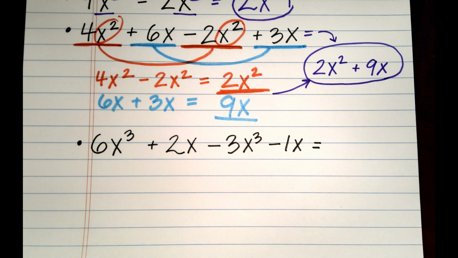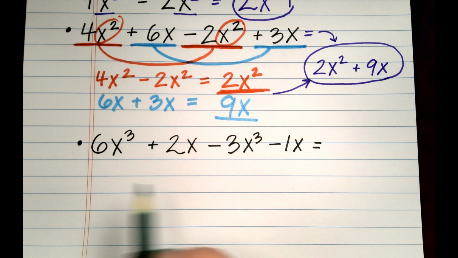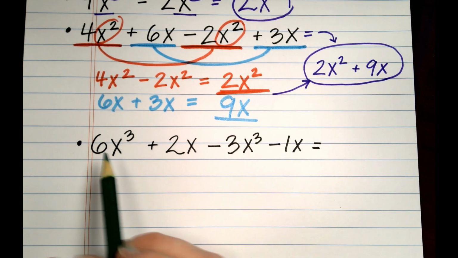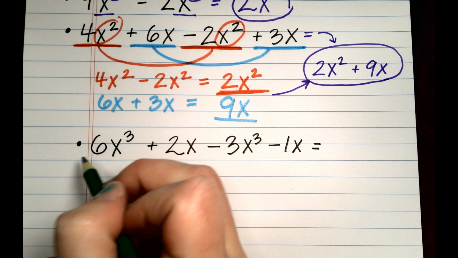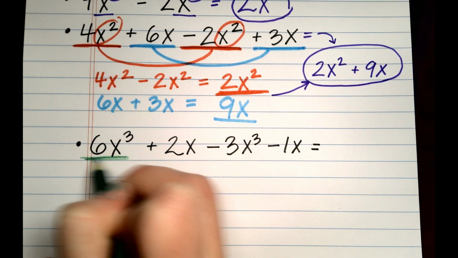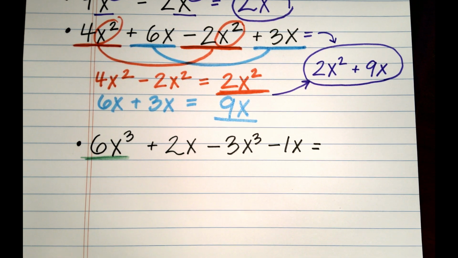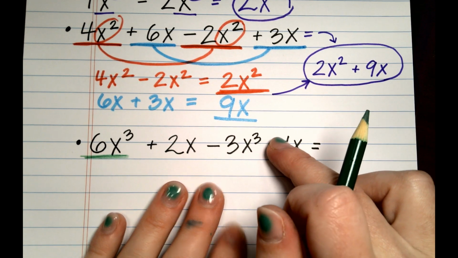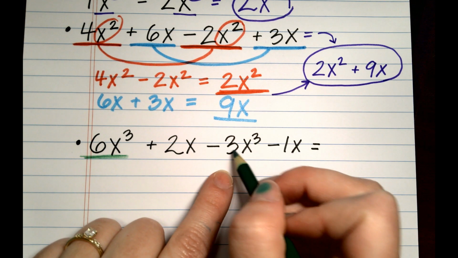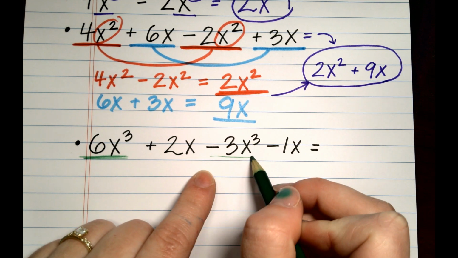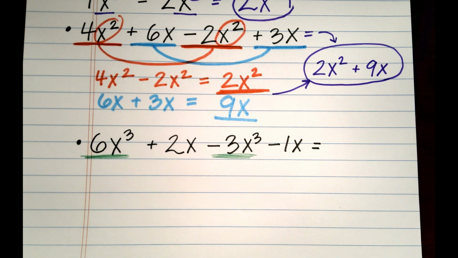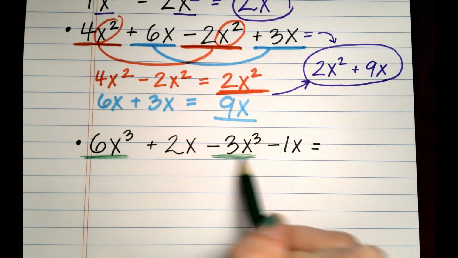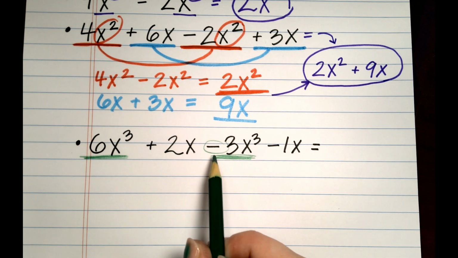All right. How do I simplify? Let's combine our like terms. Starting with the first term, 6x to the third power, what else is a like term with this one? 3x to the third power. How do I combine those? Am I adding or subtracting? I'm subtracting. Why? Yes, because there's a negative sign in front.